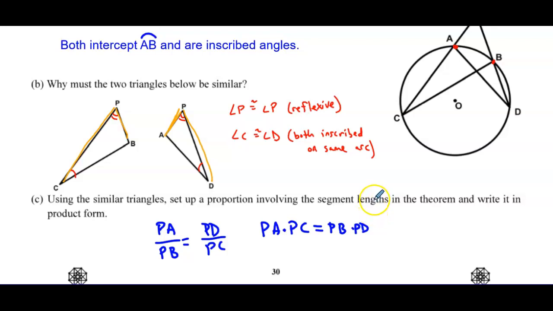So that's the proof. But as we continue to use this, it's outer times total. Outer times total, not outer times inner. Outer times total.